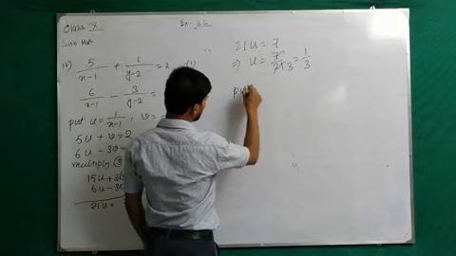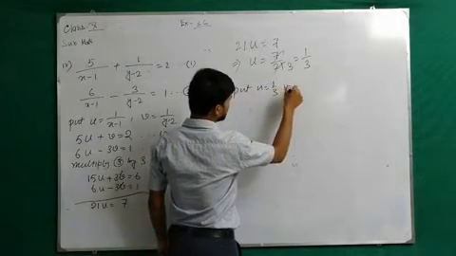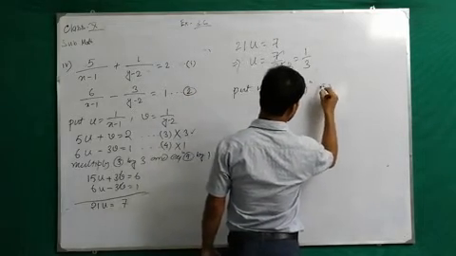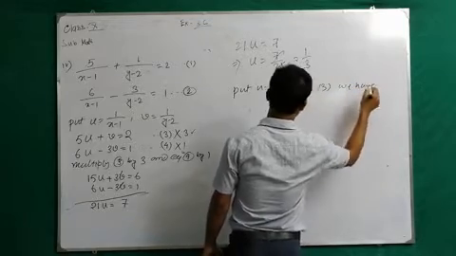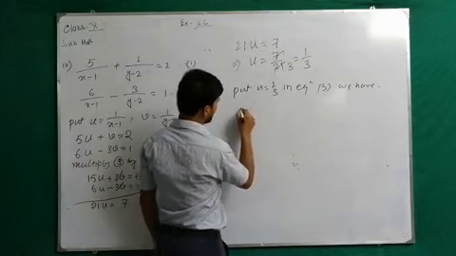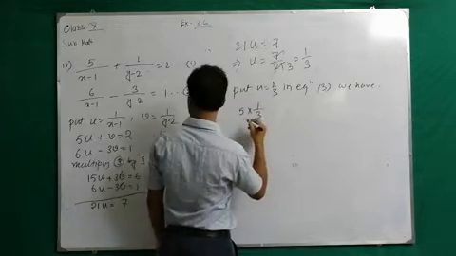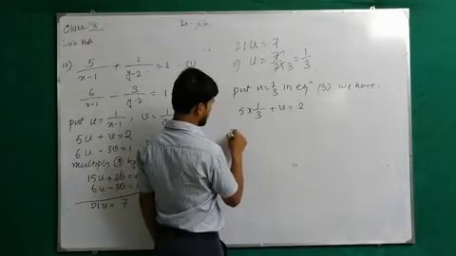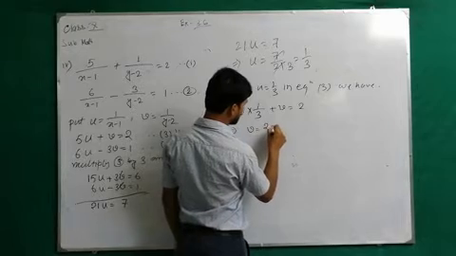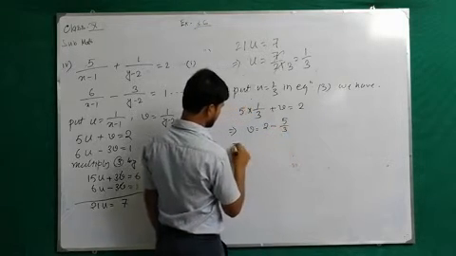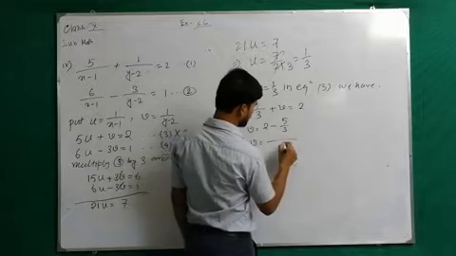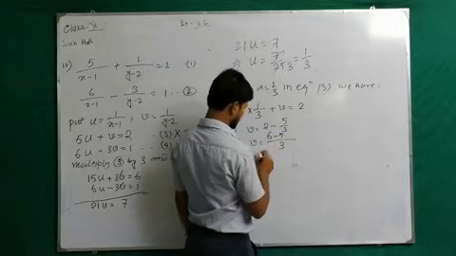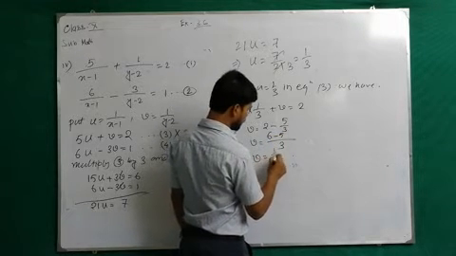Now if I substitute u equal to 1 by 3 in equation number, suppose, 3, we have 5 into u. So 5 into the value of u, which is 1 by 3, plus v is equal to 2. That implies v equal to 2 minus 5 by 3, which implies v equal to, do the LCM. So LCM will be 3, 3 2s are 6 minus 5, which implies v equal to 1 by 3.